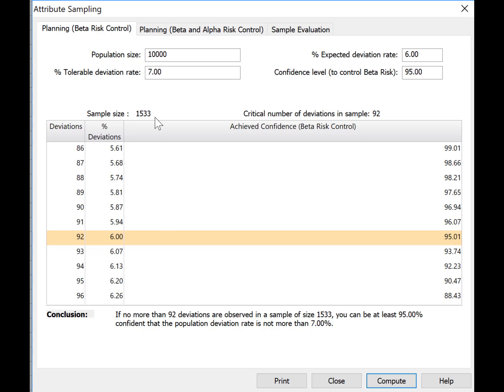In this case, what we're looking at here is a sample size of 1,533. So again, the conclusion is if no more than 92 deviations are observed in a sample size of 1,533, you can be at least 95% confident that the population deviation rate is not more than 7%.